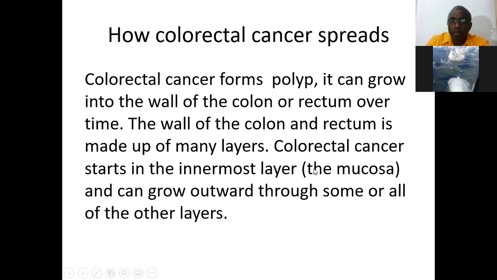So it starts at the mucosa, and then you have the muscular layer. You have several muscle layers, and the outer layer, the serous layer. It grows through all of them, and then starts to attach to other organs. By that time, it gets bad.